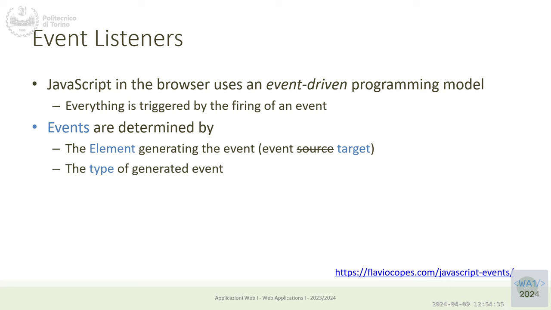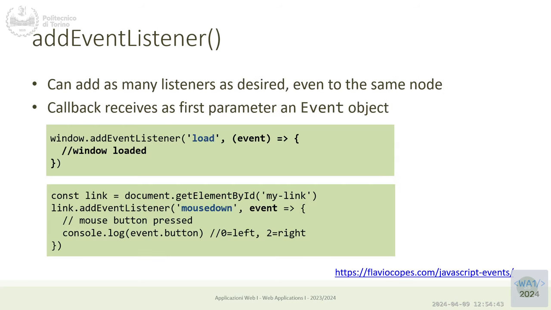Every element in the page generates events, and these events can be managed by our functions, our event handlers. There is a function called addEventListener that adds a specific listener handler, call it however you want, for a specific type of event generated by a specific element, the window or a specific node. So this is an element with a given ID. Whenever this element generates the mousedown event, call this function. And this function can do whatever we want.